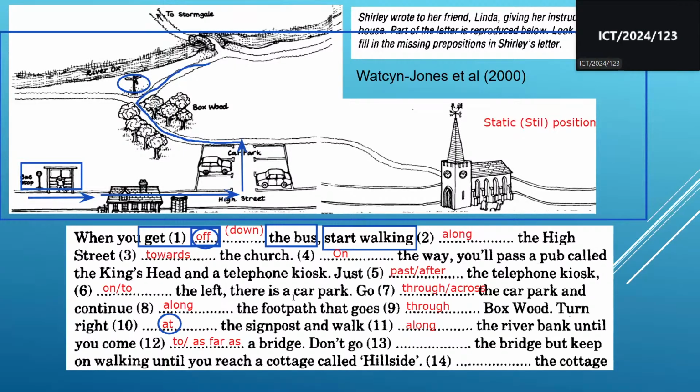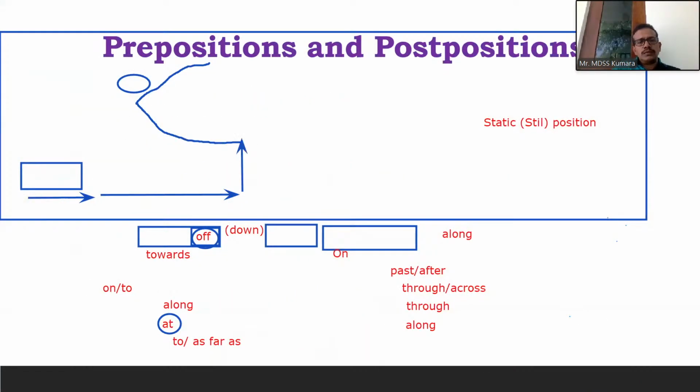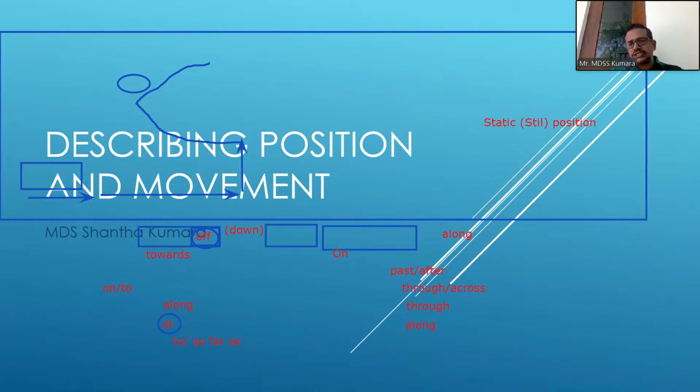Not "near a bridge". That's what I was explaining. This is because the person has to move. Now we are talking about two things here: position and movement. Position means no movement, static things.